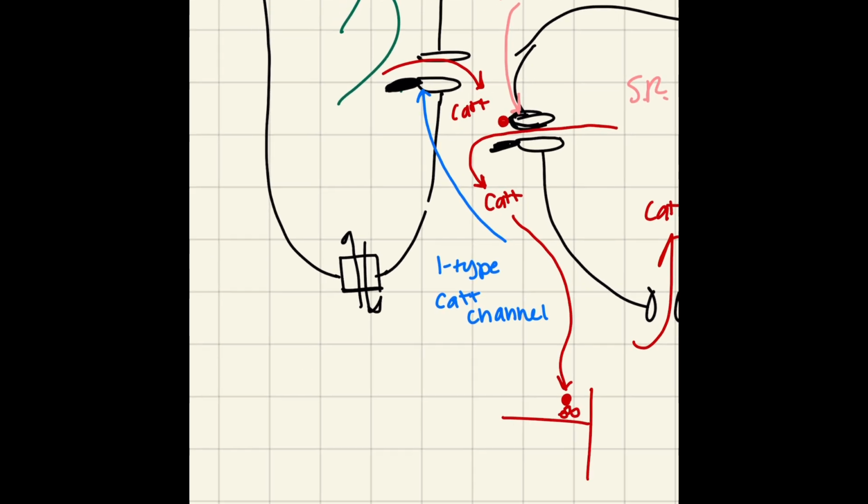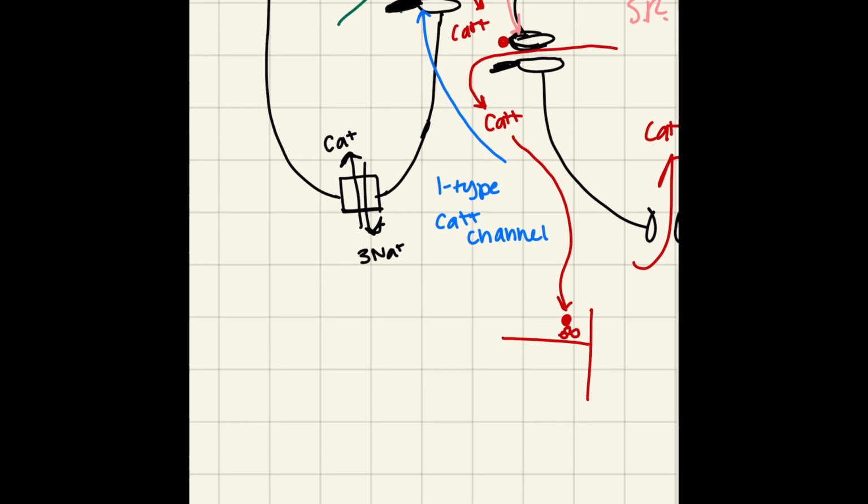Then, because we got some of the calcium from the extracellular fluid, we also have to pump it back out that way so that we have the right calcium balance. So we're going to pump 1 calcium out and 3 sodiums in. So we're using secondary active transport for that. Pretty simple process there.